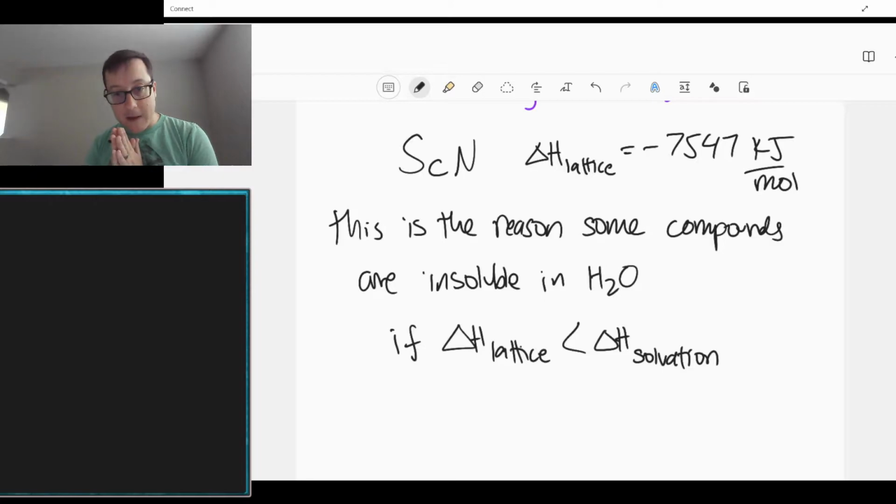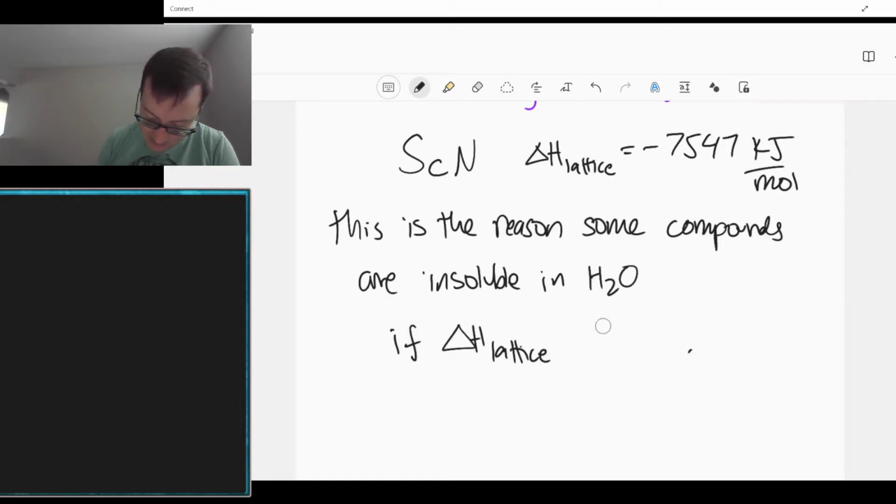So it depends which one is going to be the more exothermic process. If the lattice energy is more exothermic than the solvation energy, we're going to see... it's not so simple as this, but this is a trend. Let me rephrase it a different way because I don't want it to seem as though it's just a numbers game.